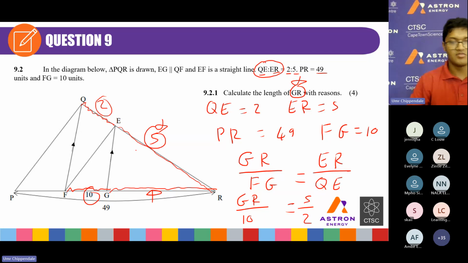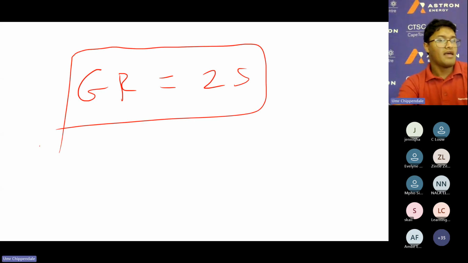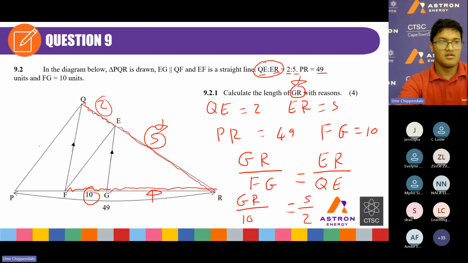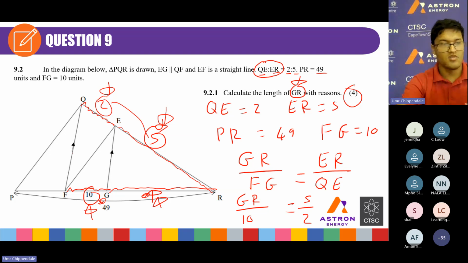So now we're going to make this the subject of the formula. We say 5 divided by 2 and then multiply that by 10. Therefore, GR is going to be equal to 25. And that is our 9.2.1 with 4 marks. So we just took the parts of the sections that we had here and broke it up. These two were the ratio, so we used these two. This was an unknown, and this was a known as well. So we made them equate to each other, and then we went further.